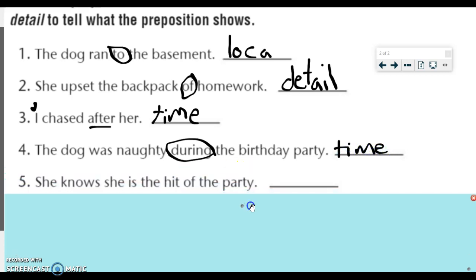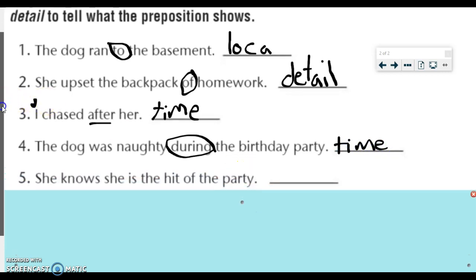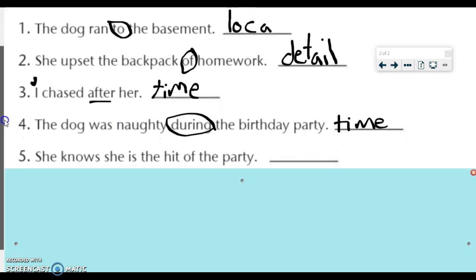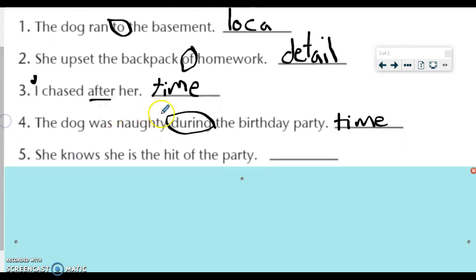Okay, here we go. Number 5. She knows she is the hit of the party. So remember, from this one up here was "of." I can kind of help you out. We're going to be "of the party" in this one as well. So is this one a location? No, because if it's location, I'm probably going to say at the bedroom or in the bedroom, or at the party. That would be more of a location. For this one, we're looking at, again, another detail.